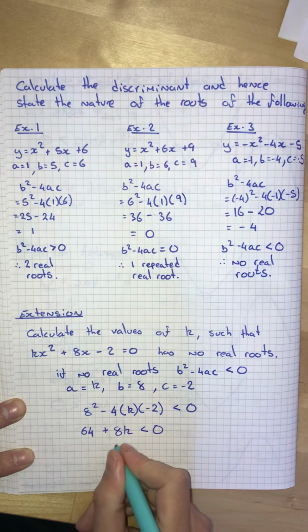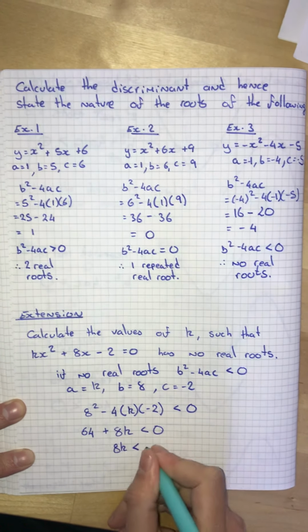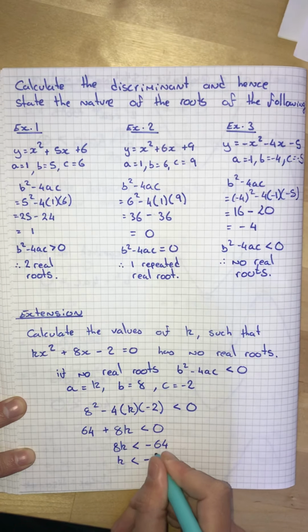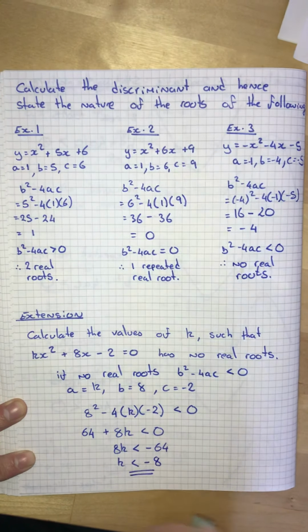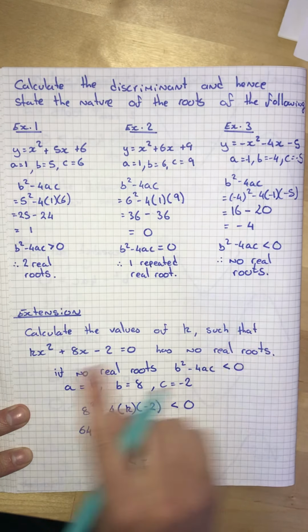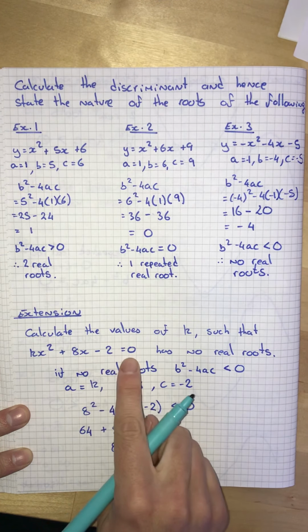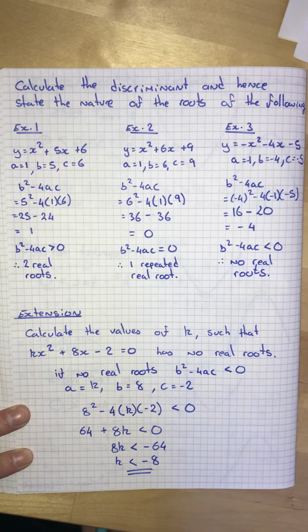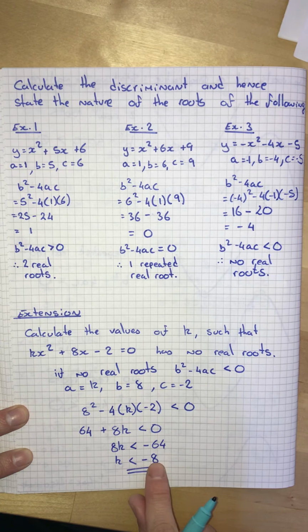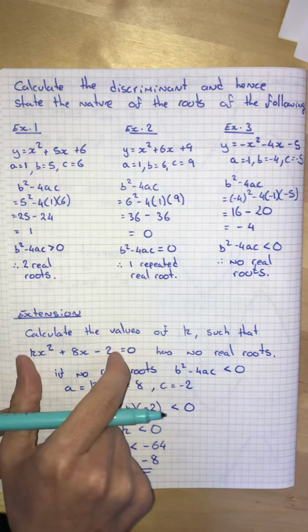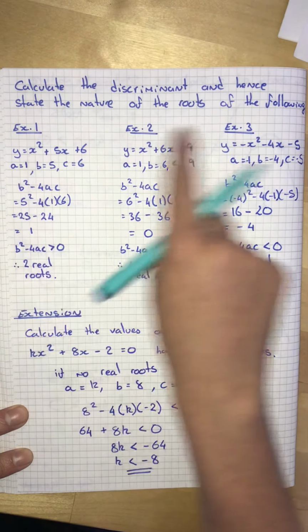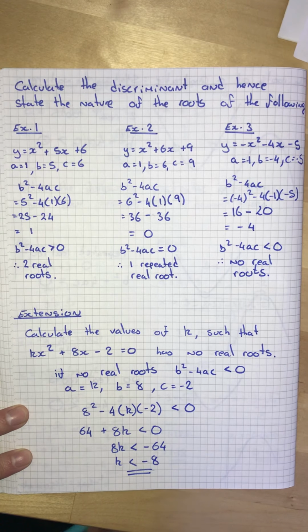So let's take that over. We get 8k is less than negative 64. So k is less than negative 8. So the range of values such that kx squared plus 8x minus 2 equals 0 has no real roots is k is less than negative 8. So for every value of k that's less than negative 8, this quadratic will have no real roots. And that's how we can use the discriminant to calculate unknown values. Okay?